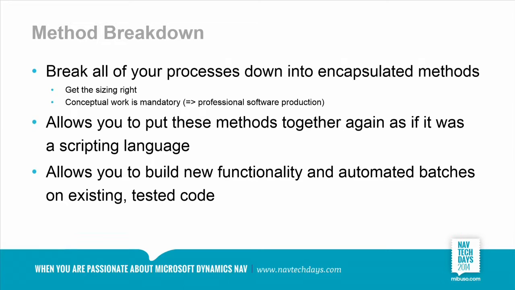You know, when Vieco tells me about JavaScript, I always wonder, when does this guy start coding? He just collects functionalities that already exist and sort of puts them together. You can look at NAV this way. If you have all these methods broken down, it allows more high-level programmers to just pick the methods and put them in the right order, and that allows you to build new functionality and automated batch functionality on existing and already tested code.